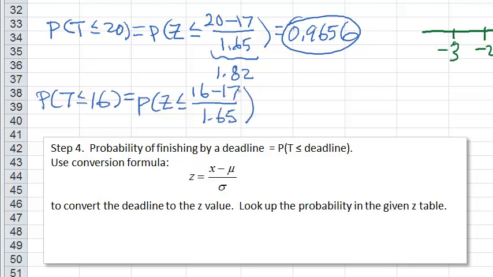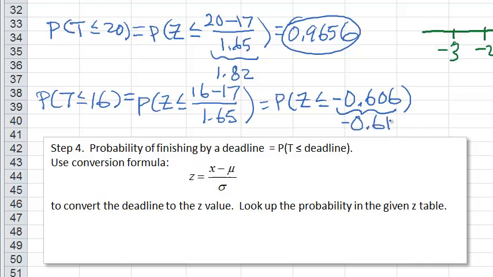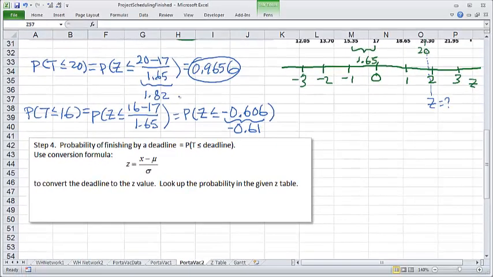And so that's going to be a negative value here. So negative 1 over 1.65, that is negative 0.606. Okay, so let's write it down. Negative 0.606. Now your z-table gives you the area for the z-value within the second decimal digit. So we need to just round this to the second decimal digit. So we get negative 0.61 is what we want to look up.